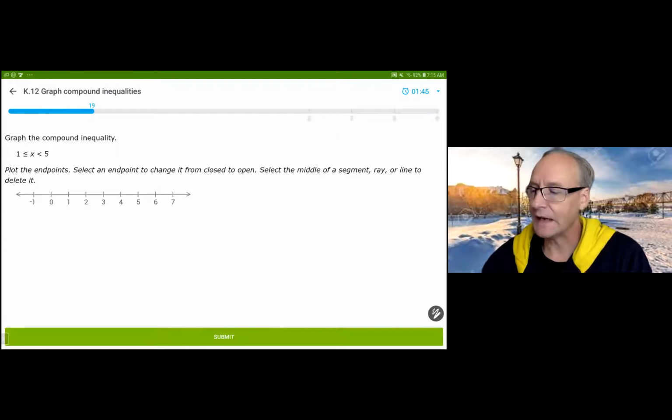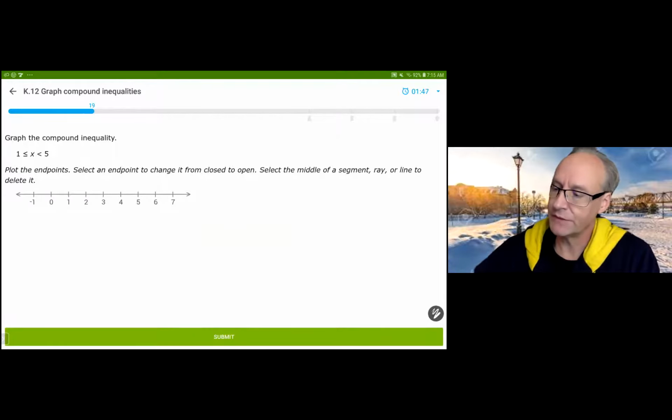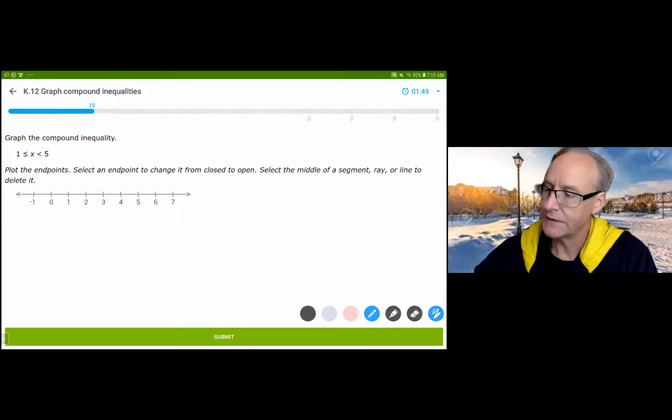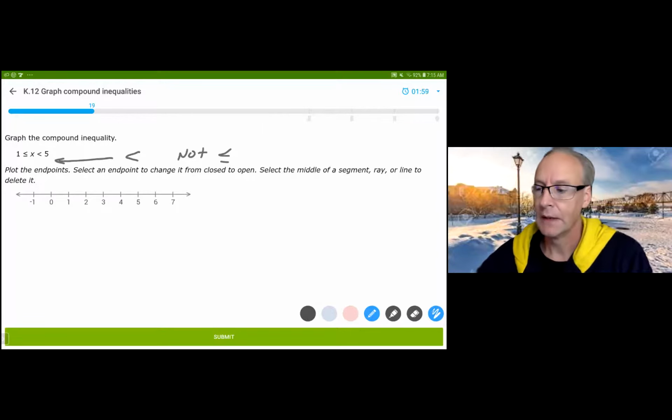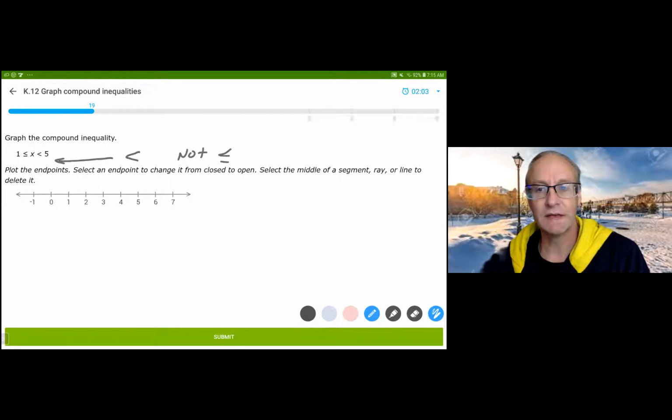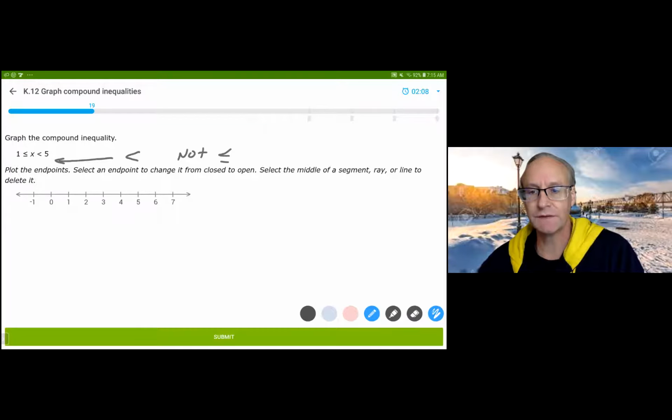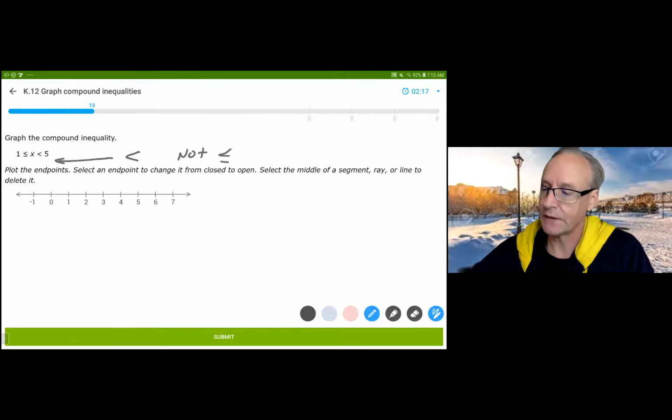Now this one, 5, is not included. You see how it's missing that less than? It only has less than, not less than or equal to. One thing to watch for is that the arrows are going in the same direction. If they're not, I recommend rewriting it as two separate inequalities. Anyway, I have x is greater than or equal to 1. I need to read this very carefully.